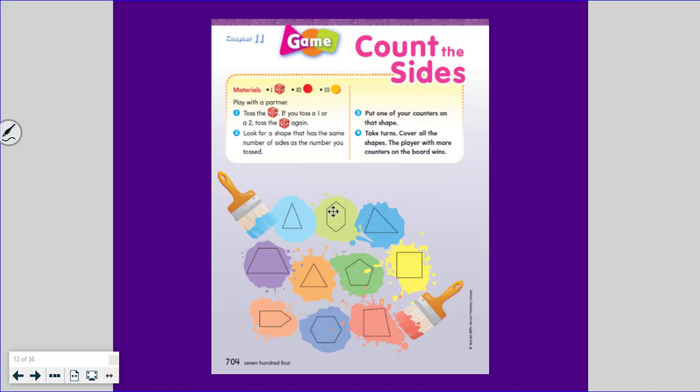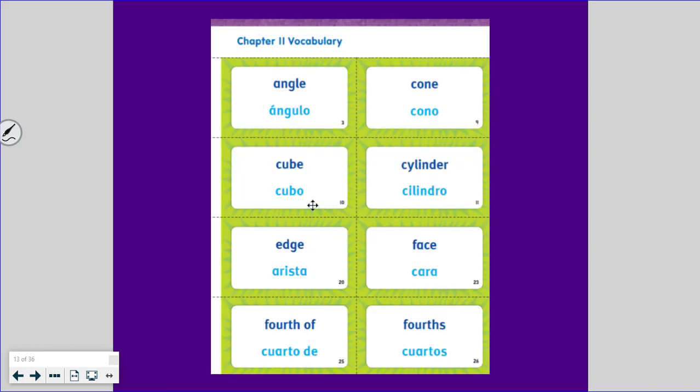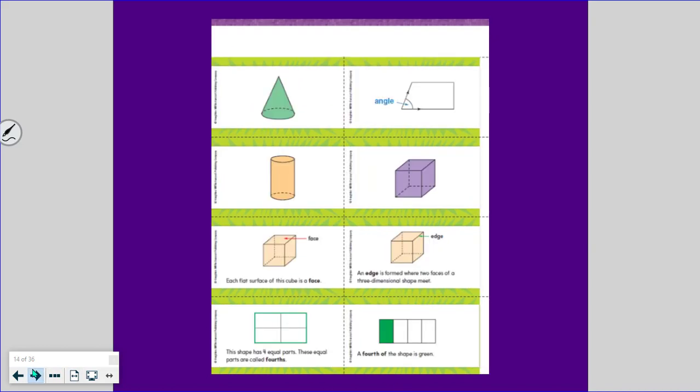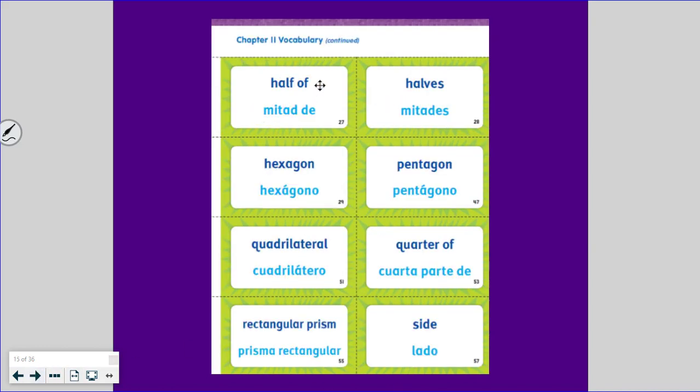All right, let's go to the next page. So you would pause your video, and this would be a great time to go play the game, or finish and then come back and play the game. Here's some vocabulary we're going to learn this chapter. I read, you read. Angle, cube, edge, fourth of, cone, cylinder, face, fourths. Then half of, hexagon, quadrilateral, rectangular prism, halves, pentagon, quarter of, side.